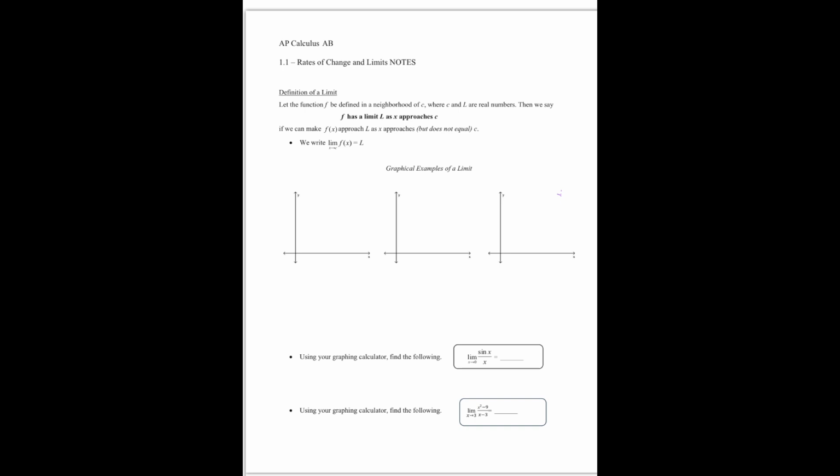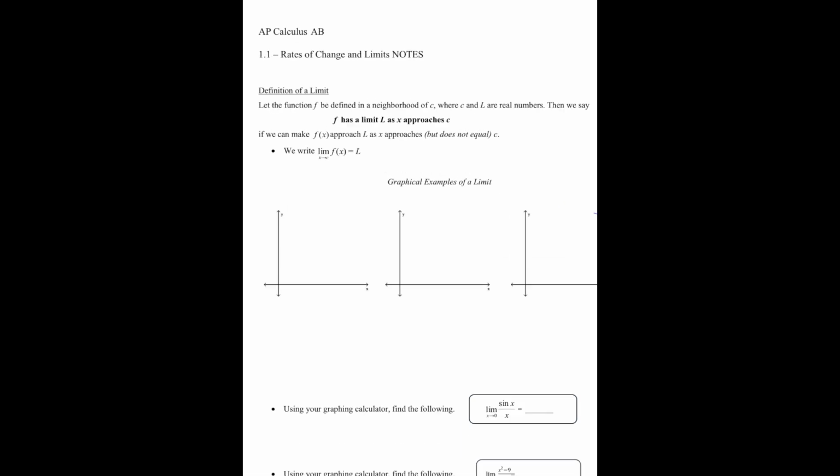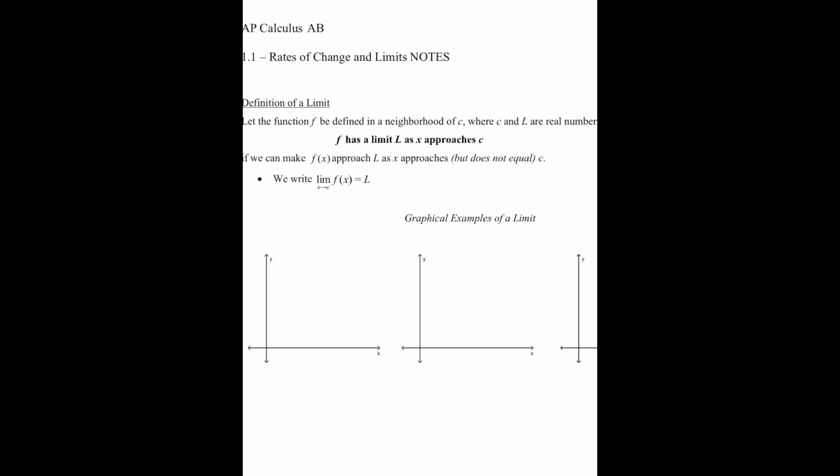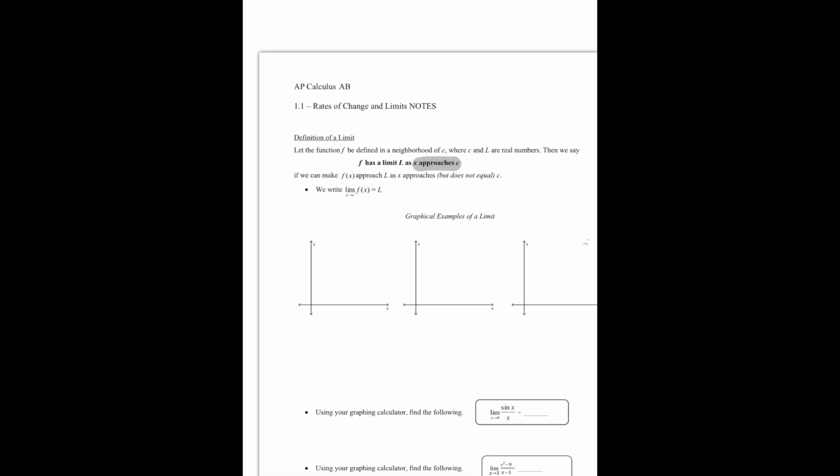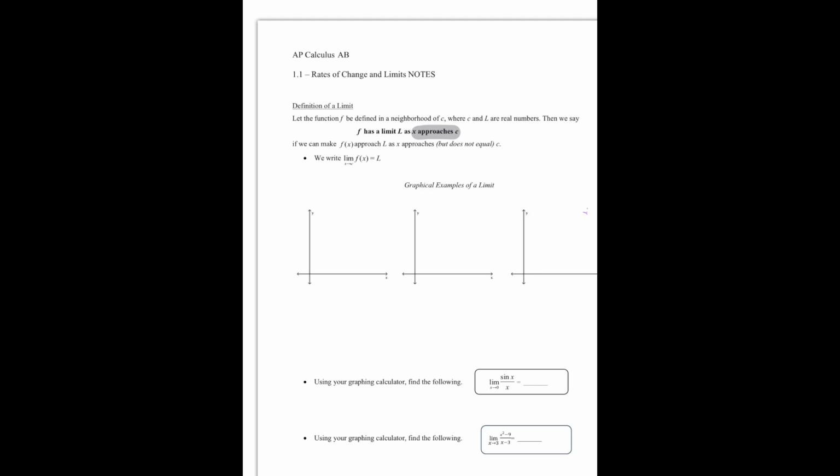Okay, now there's a definition here that you can read, but probably the most important word in this entire definition is right here, approaches. Okay, so when we're talking about a limit, it's not what the function equals, it's what the function is approaching. So down here, you can see that there's space for 3 graphs. So we're going to draw some graphs, and we're going to talk about the limit, and we're going to talk about the function, because those are different.